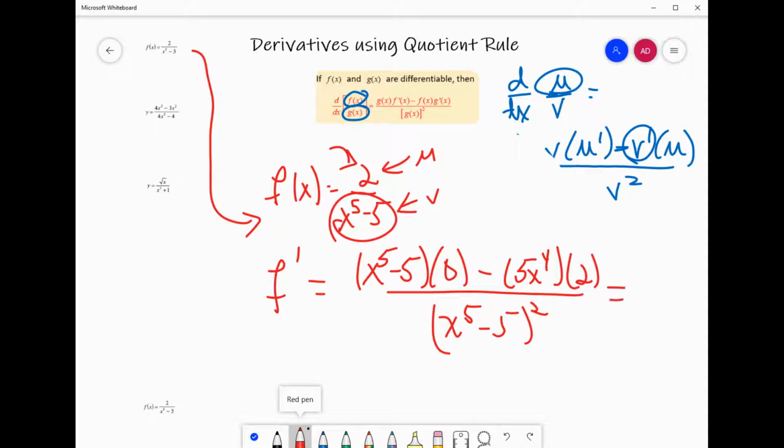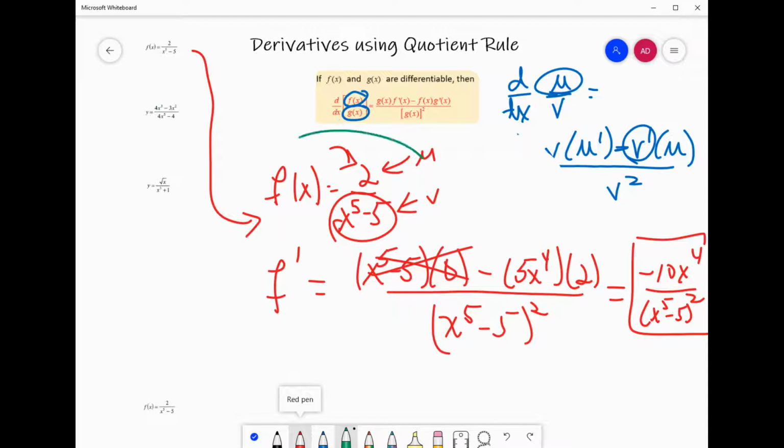And then you clean this up, right? You can say goodbye to the first term because it's 0. Gotta love that. You get negative 10x to the fourth over x to the fifth minus 5 quantity squared. Fancy, I know, okay? Now, let's not forget, in the last video, we did a power rule. This actually could be done by a power rule, okay?